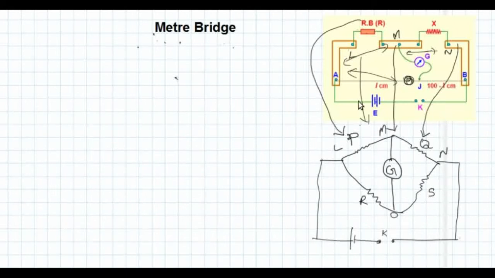So I told you this is a wire of length 1 meter. 1 meter is equal to 100 centimeter. So if the length of this wire is 100 centimeter and L is the length of AJ, then the remaining part is simply 100 minus L. That is why it is taken as 100 minus L centimeter. So the resistance of the wire of length 100 minus L centimeter is represented by S in the Wheatstone's bridge. So these are the different parts of the meter bridge.